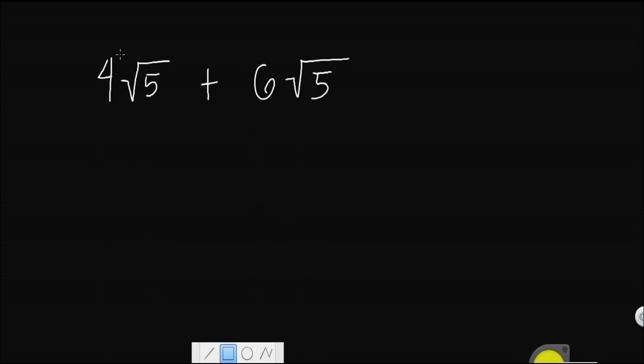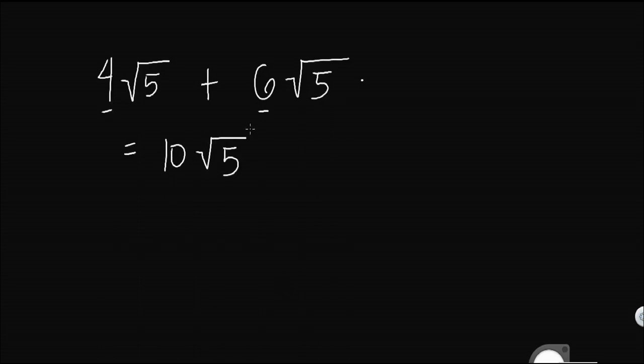In this lesson, we're going to talk about adding and subtracting radical expressions. So we have the first given, 4 square root of 5 plus 6 square root of 5. So what do you see here? Do they have the same radicand and the same indices? Yes. So when that's the case, we can easily add the numbers outside the root. So 4 plus 6 is 10 square root of 5. Okay? That will be the final solution.